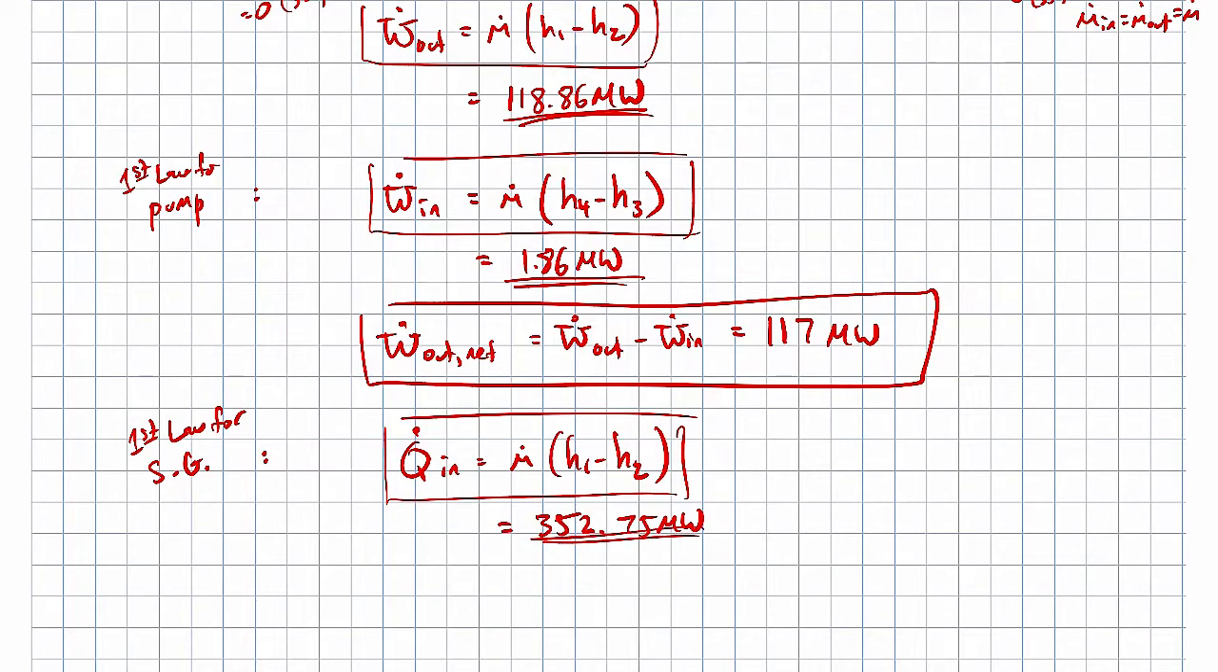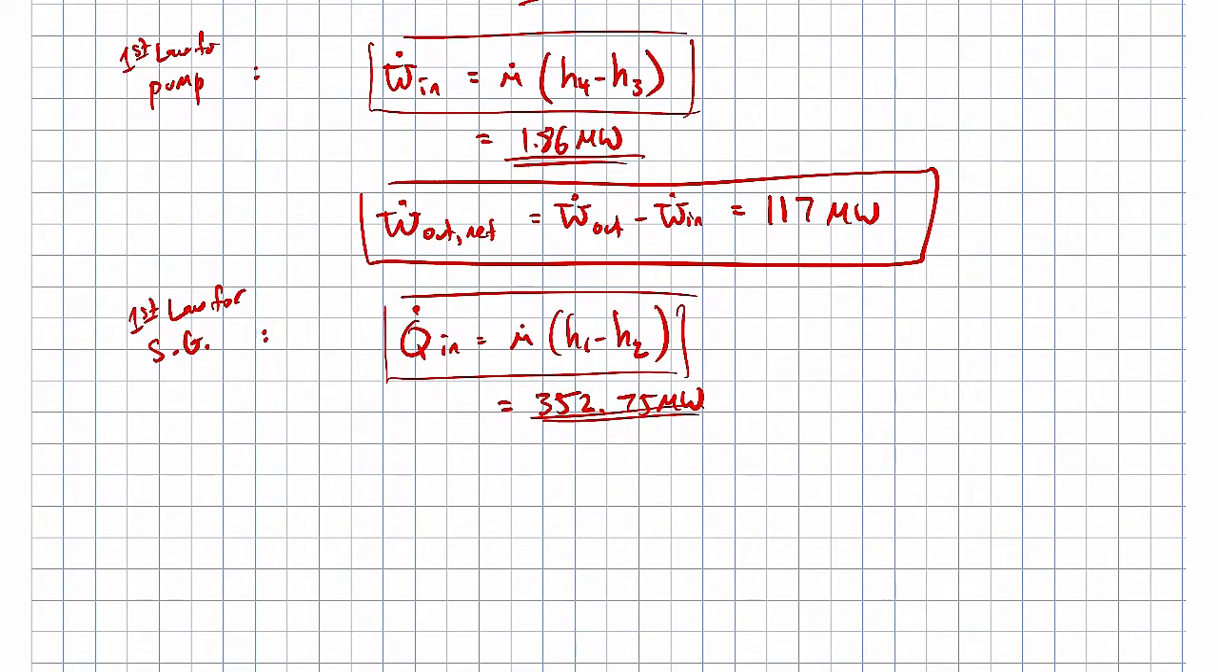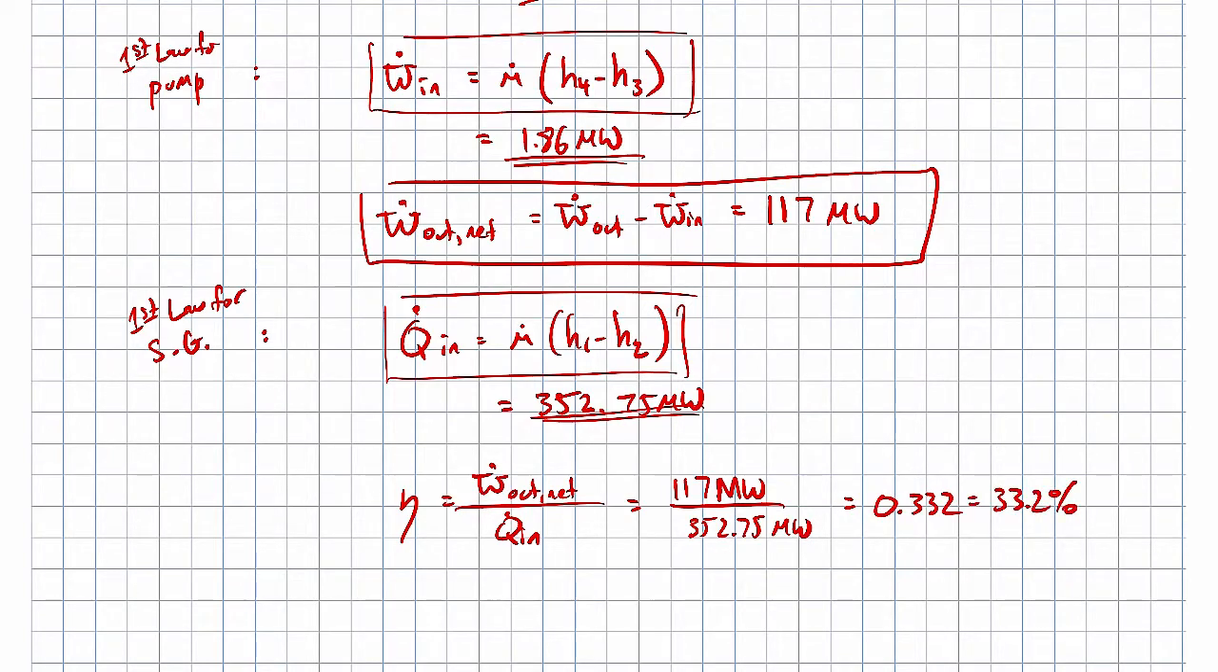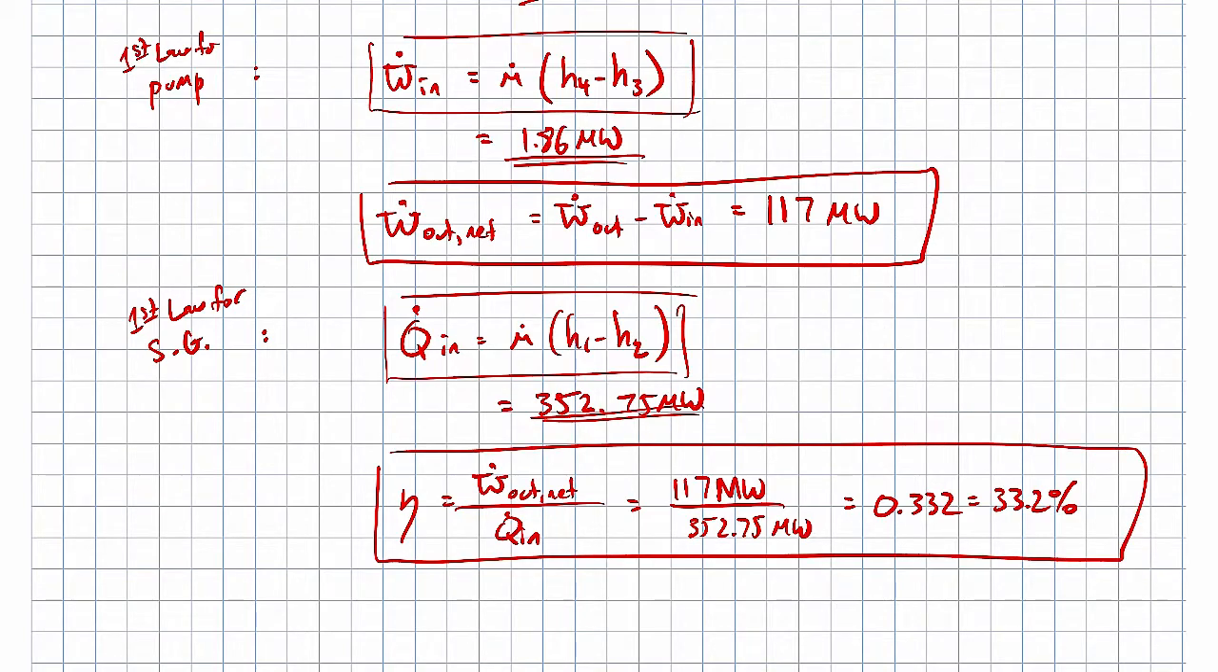So if we want to find the thermal efficiency of the cycle, I'll just repeat it here. It's the net power out divided by the heat that you have to put in. It's not the net heat you put in, it's just how much heat you put in, because that's what's costing us money. So this would be 117 megawatts all over 352.75 megawatts. When you work out the numbers, it's about 33%, 0.332, 33.2%. So that's our thermal efficiency for this entire cycle. So that was part B.